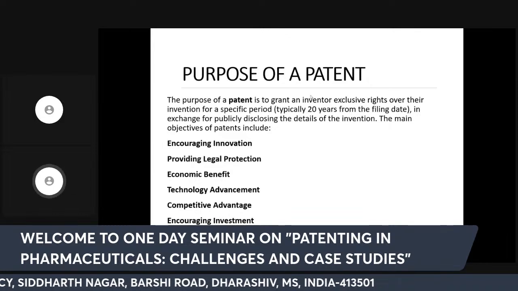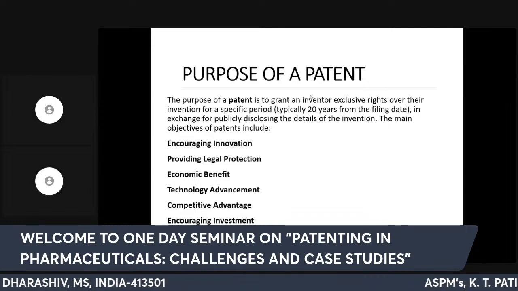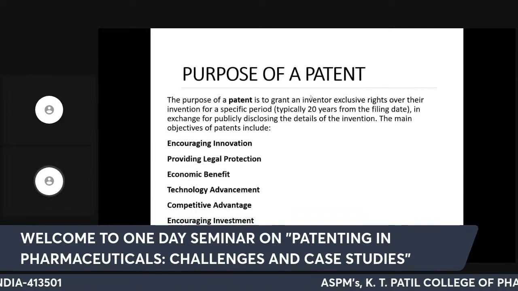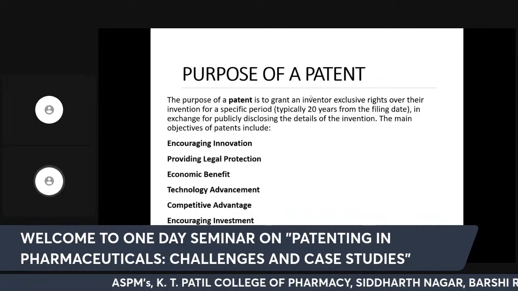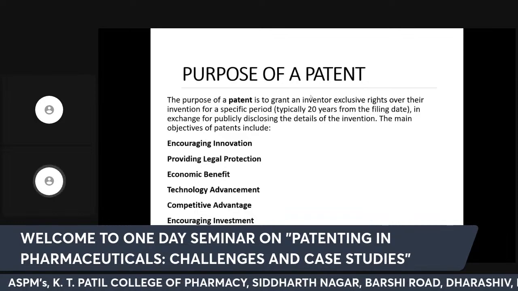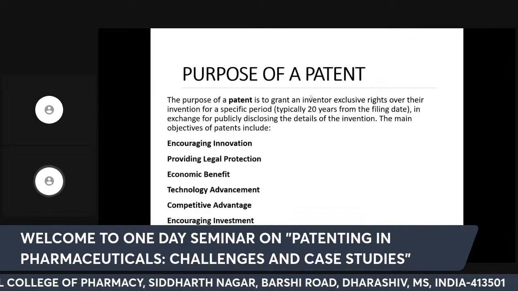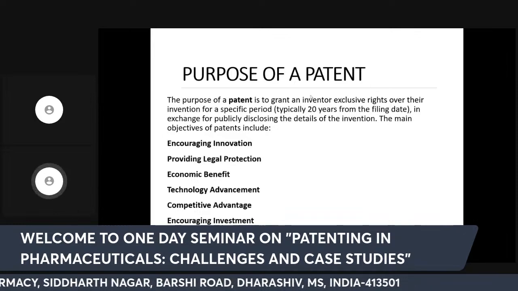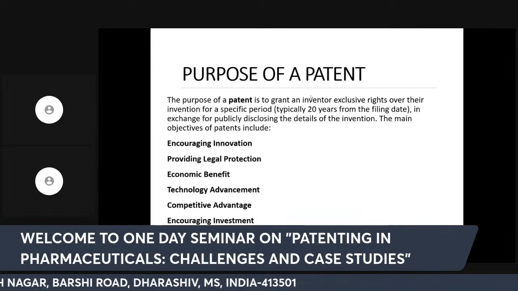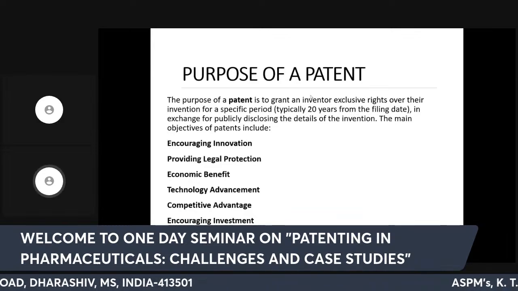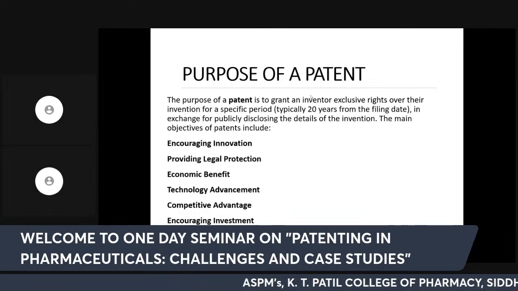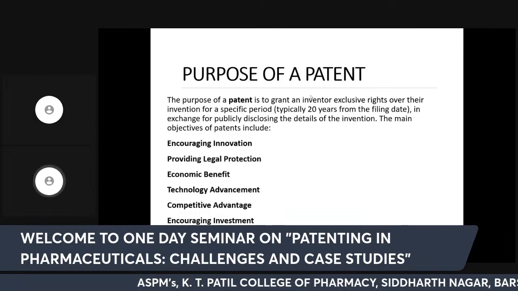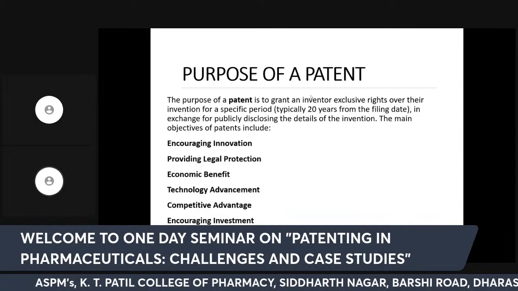Now let's see what the objectives are. Encouraging innovation: patents incentivize research and development by rewarding inventors with exclusive commercial rights. Next is providing legal protection. It prevents others from making, using, selling, or distributing the patented invention without permission. Next is the economic benefit. The patent holder can commercialize their inventions, license them to others, or sell the rights, generating revenue.